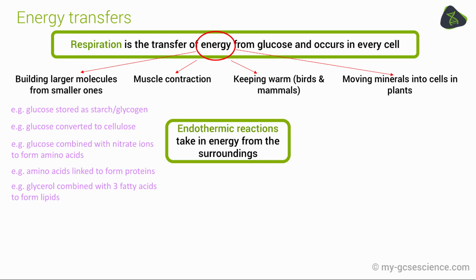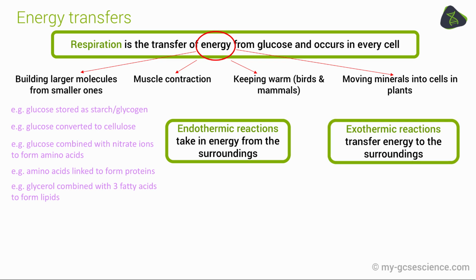And all of these examples are endothermic reactions, which means that they take in energy from the surroundings, and they're taking in the energy that's been transferred from glucose in respiration. Other reactions in the body could be exothermic, so respiration is an exothermic reaction that releases or transfers energy to the surroundings. Another reaction that does this is the breakdown of excess protein into urea. This urea then gets excreted as part of your urine.